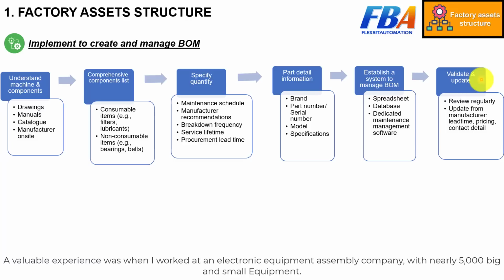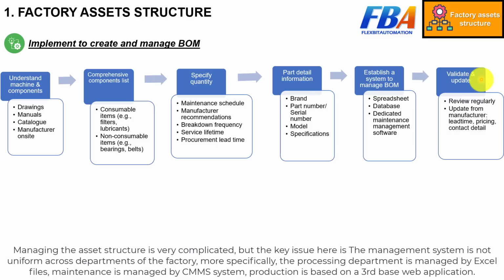A valuable experience was when I worked at an electronic equipment assembly company with nearly 5,000 big and small pieces of equipment. Managing the asset structure is very complicated, but the key issue here is the management system is not uniform across departments of the factory. More specifically, the production department is managed by an Excel file. The maintenance is managed by one CMMS system.